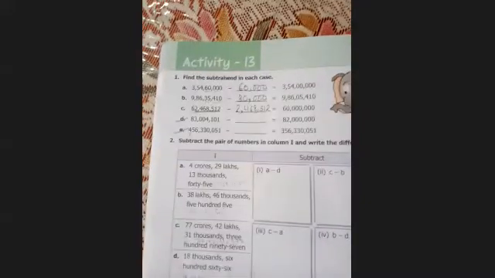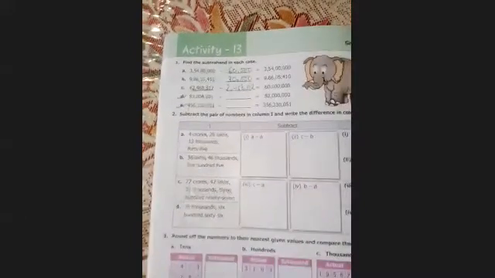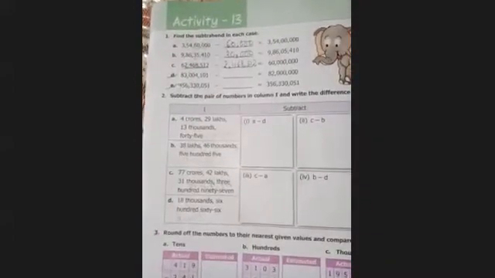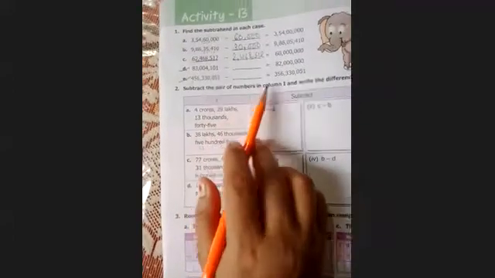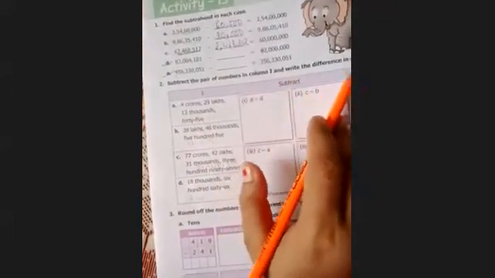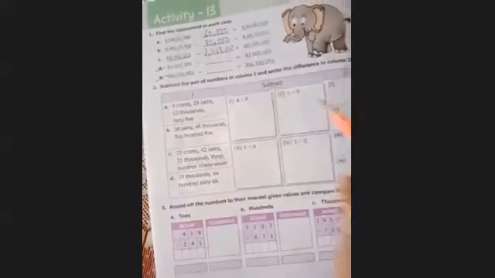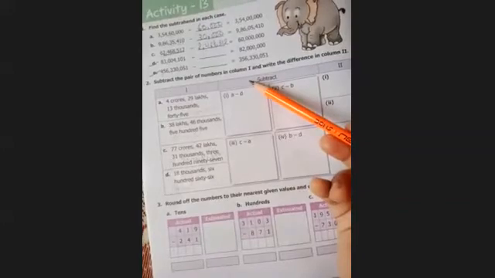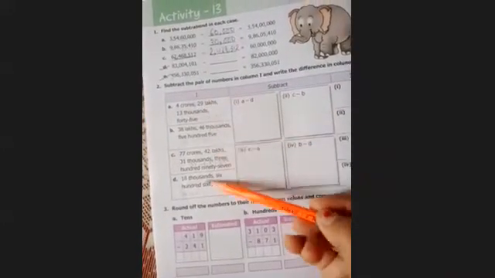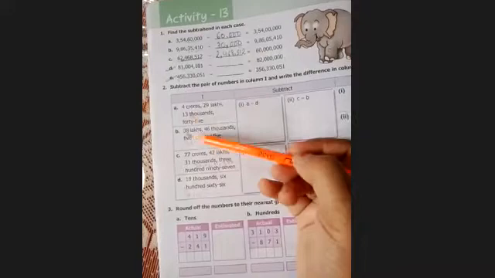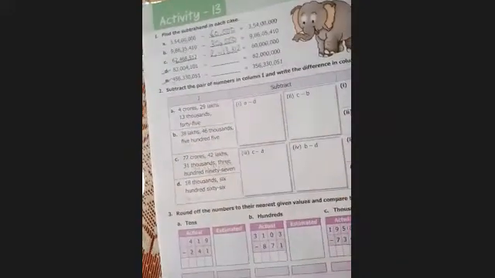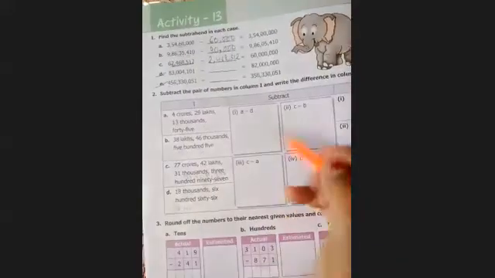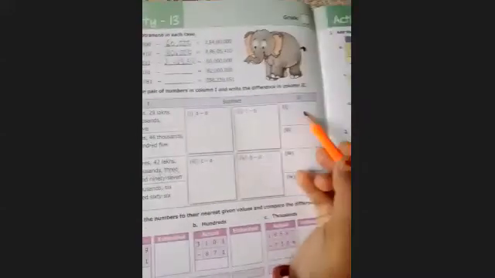Let's start the next question, that is question number 2. Question number 2 is subtract the pair of numbers in column 1 and write the difference in column 2. So these are the pairs given, means these are the numbers like A, B, C, D. This is column 1 and this is column 2. Here we will solve it and here we will write the final answer, the difference that we have got.